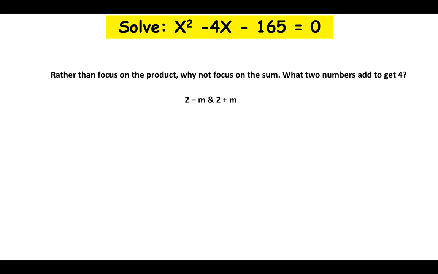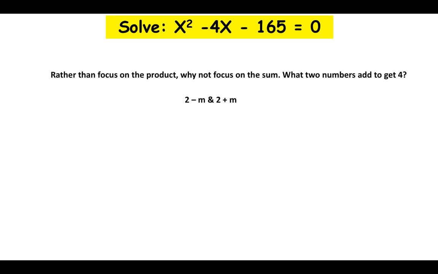Hope you're with me. 2 minus m, 2 plus m. These are the numbers. We halve the 4 into 2, and we subtract m, and we add m. It doesn't matter what m is. If m is 100, it will still add up to 4. Let's try it. 2 minus 100 is minus 98. 2 plus 100 is 102. What's minus 98 plus 102?